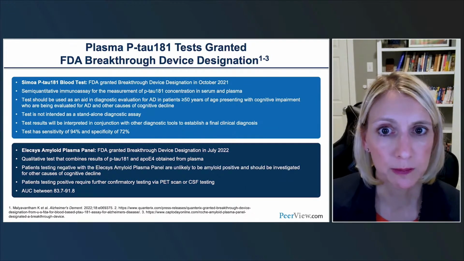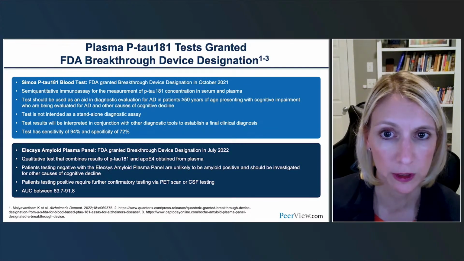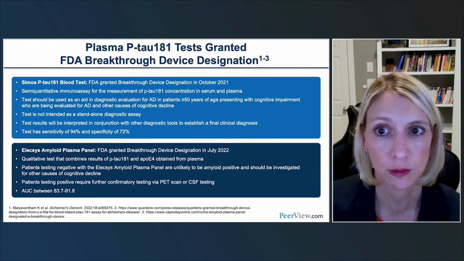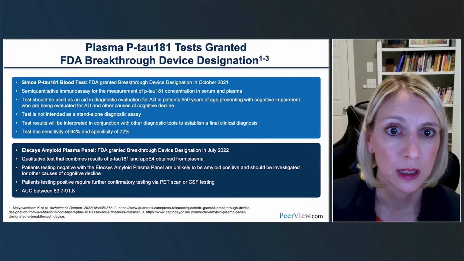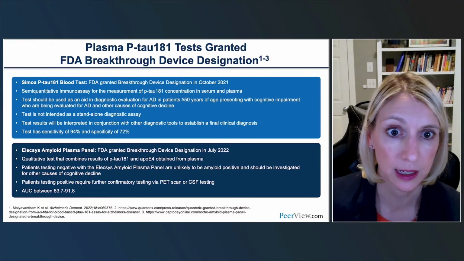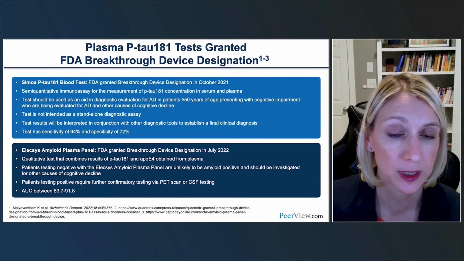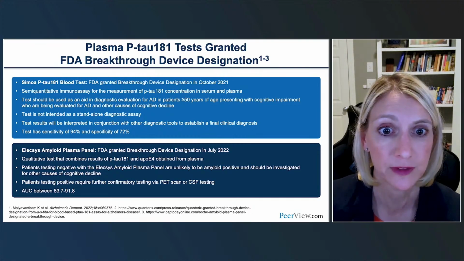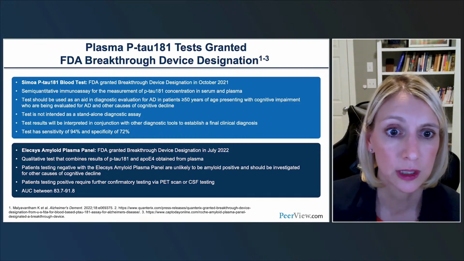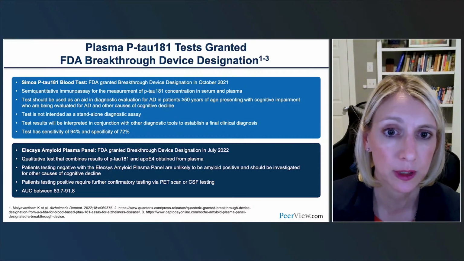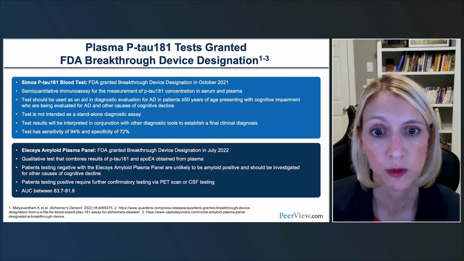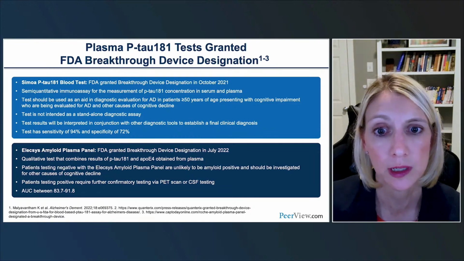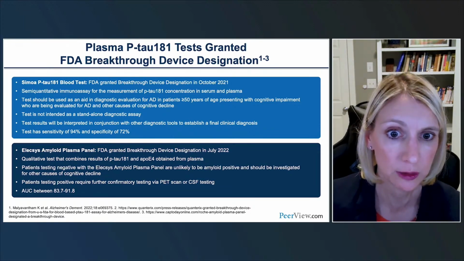There are a couple of p-tau tests that are clinically available. One is on the Simoa platform, which in October of 2021 was granted breakthrough device designation. The test has high sensitivity, 94%, and a little bit lower specificity. And then in addition, there's also an Alexis amyloid plasma panel. Now, this one takes into account both the plasma p-tau 181 as well as ApoE4 genotype.